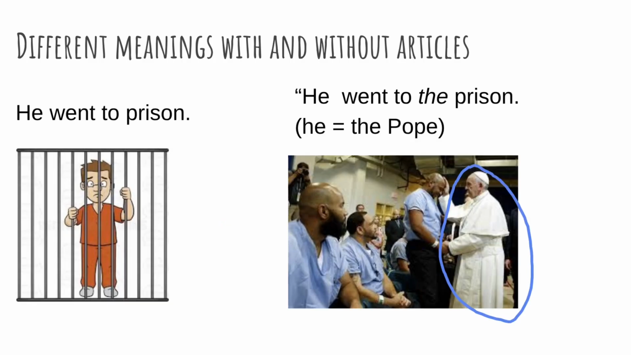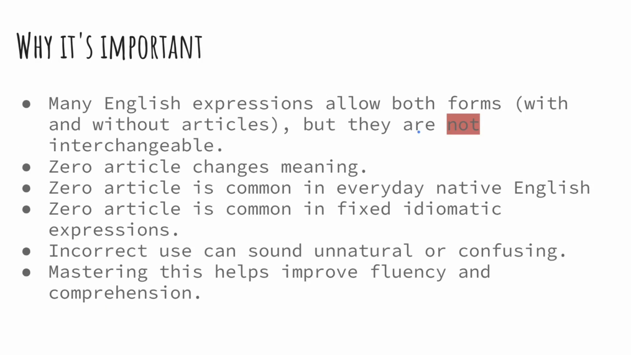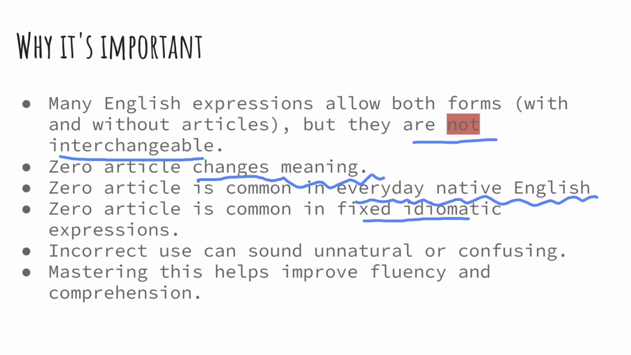In English, many occasions allow both forms, with and without the article, but they are not interchangeable because they express different meanings. To use these correctly, you need to understand the difference in meaning when using the zero article. Using zero article with singular countable nouns is very common in everyday native English speech. Not using zero article when necessary can make your speech sound unnatural or cause confusion. Mastering this exception is important because native speakers use these expressions frequently in daily conversations. Understanding their nuances will improve your comprehension and fluency.